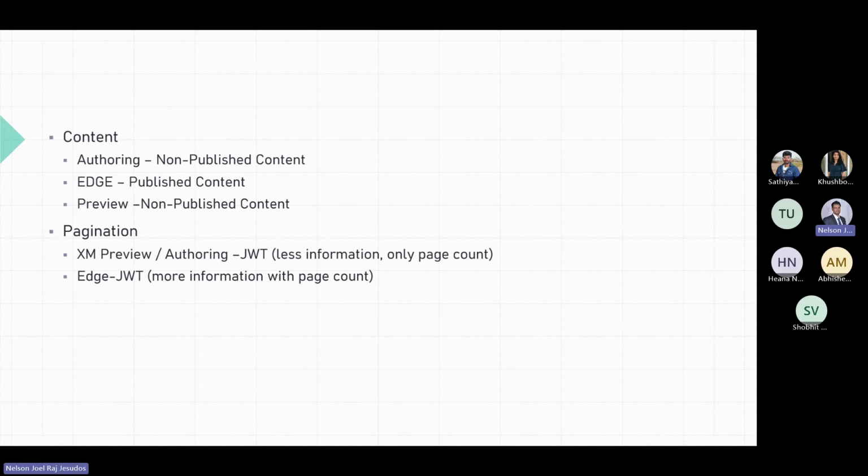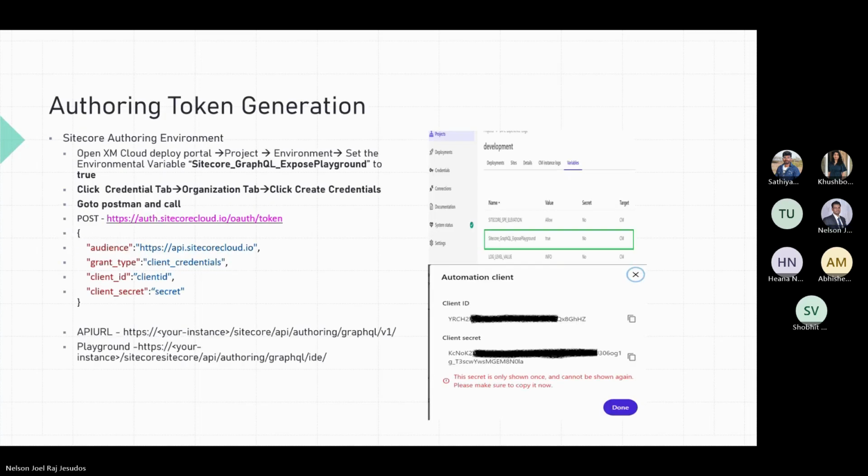That cursor will provide us the data, like what exactly page size we are going to look at, and what is the last item I need to fetch. So I can show that in a demo. Also, XM Cloud Preview provides a token, which is a JWT token with less information, which will give only the page number. I'll show that one as well. Now, let's try to create an authoring token so that we can use the GraphQL environment to query that.